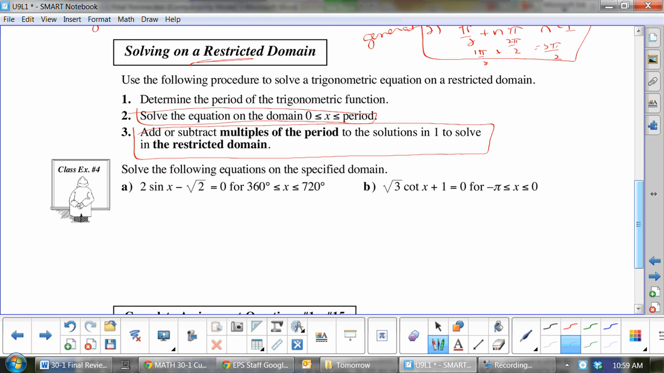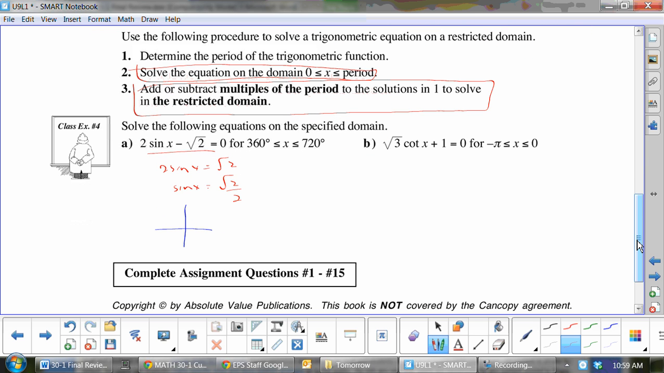Okay, this one here. No need to look scary, just do a little algebra. I'm going to do 2 sine x equals root 2, so sine x equals root 2 over 2. Hey, that's on the unit circle. Nice. If you know the unit circle, this is easy. Where is it? Talk to me.